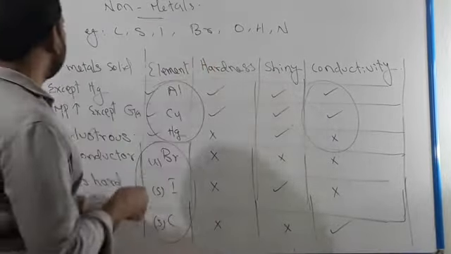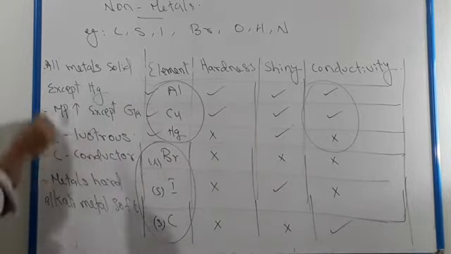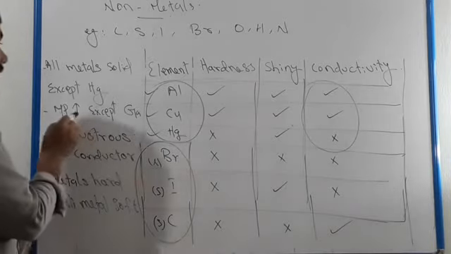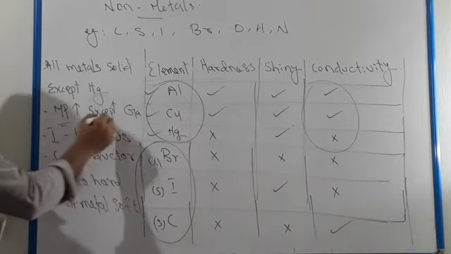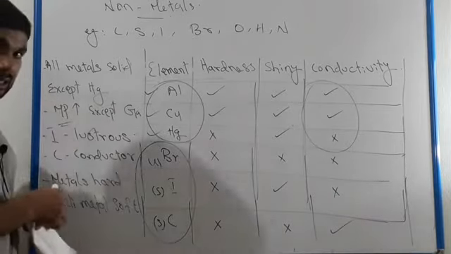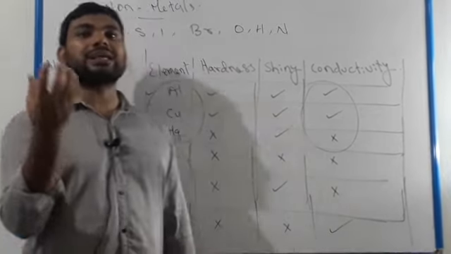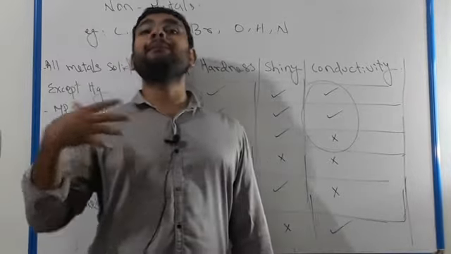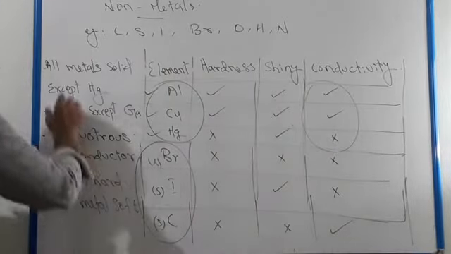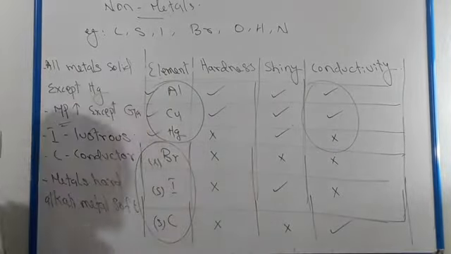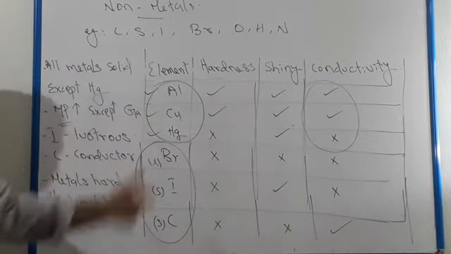So look here. All metals are in solid state except mercury. Another one: all metals have high melting and boiling points, except gallium. Gallium is a metal that will melt in our hand. When you heat the metal, gallium at room temperature will melt. It changes from solid state to liquid state. Clear? So all metals are solid except mercury, and all metals show high melting and boiling points except gallium.